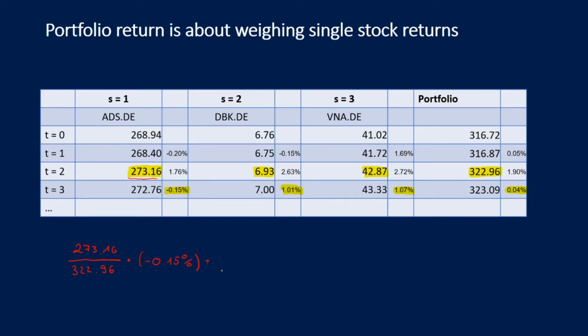And we do the same for Deutsche Bank. First we calculate the portfolio weight, 6.93 euro out of 322.96 euro are invested in Deutsche Bank times 1.01%. Plus 42.87 divided by, again, 322.96 times 1.07. That will end up in 0.04%.